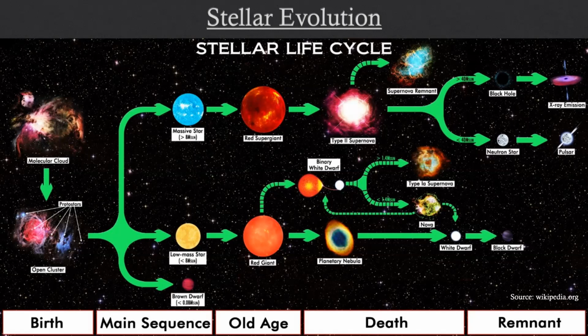After that, helium also exhausts. Now we have basically a carbon-oxygen core, with a shell of helium over that core, and another shell of hydrogen over that.